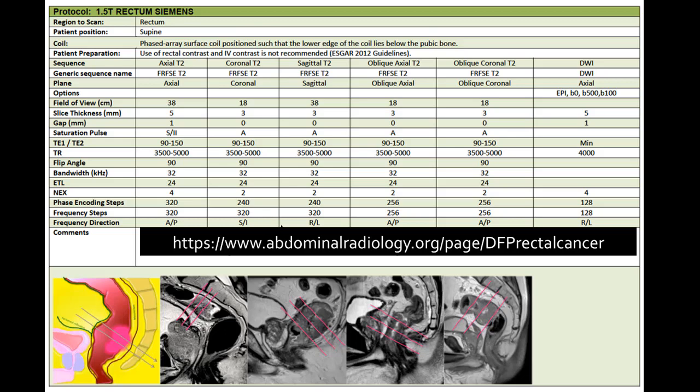For more information about the protocol, I would refer you to the Abdominal Radiology DFP rectal cancer webpage, where you can find, for each brand and for 1.5 and 3 Tesla, all the example protocols.